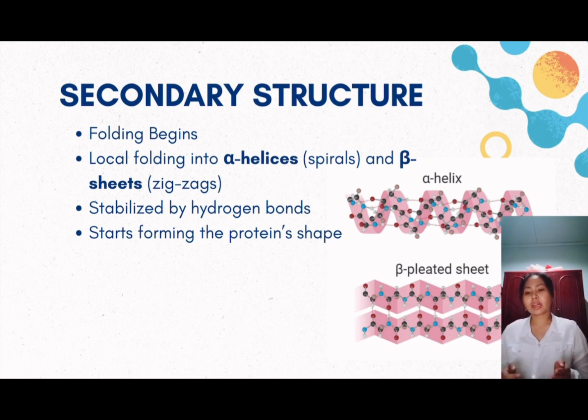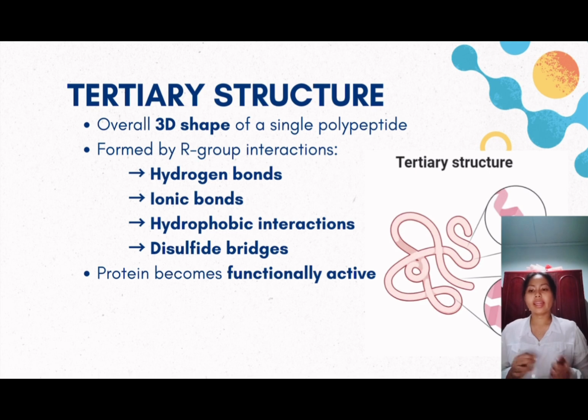Common shapes like alpha helix, which is spiral, and beta pleated sheet, which is zigzag. It's stabilized by hydrogen bonds between backbone atoms. Next is the tertiary structure, where the 3D shape emerges. This is the overall 3D shape of the entire polypeptide. It involves interaction between R groups like the side chains: hydrogen bonds, ionic bonds, hydrophobic interactions, disulfide bridges, and this is where the protein becomes functionally active.